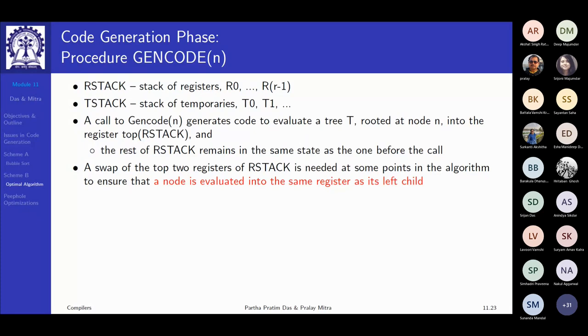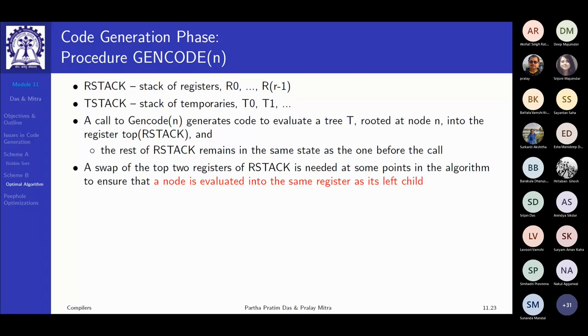And the rest of the R stack will remain in the same state as before. So before calling GenCode, there was a state of the stack. During GenCode, that state may have changed. But when GenCode terminates for N, the top of the stack would be the result computed, and the rest of the stack will be the same as it was before the call.